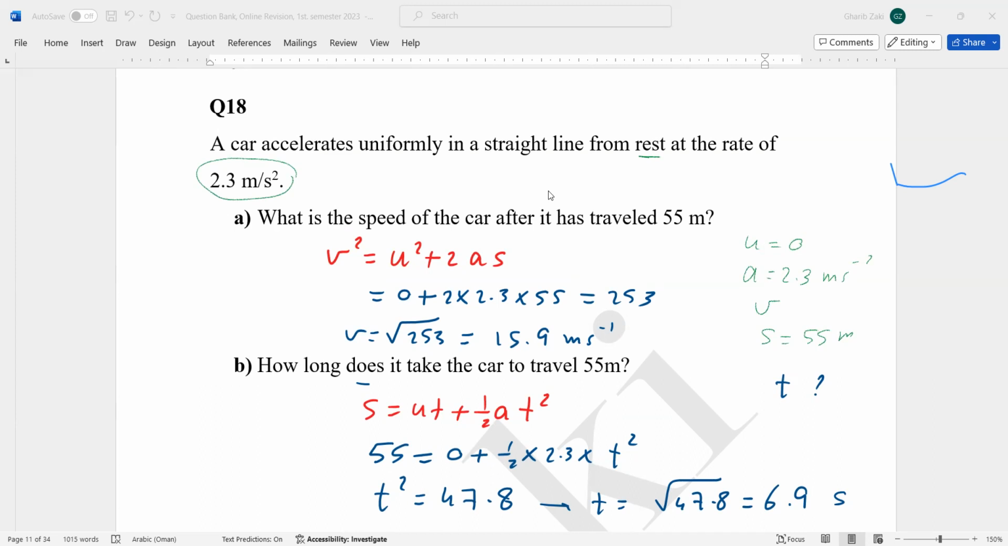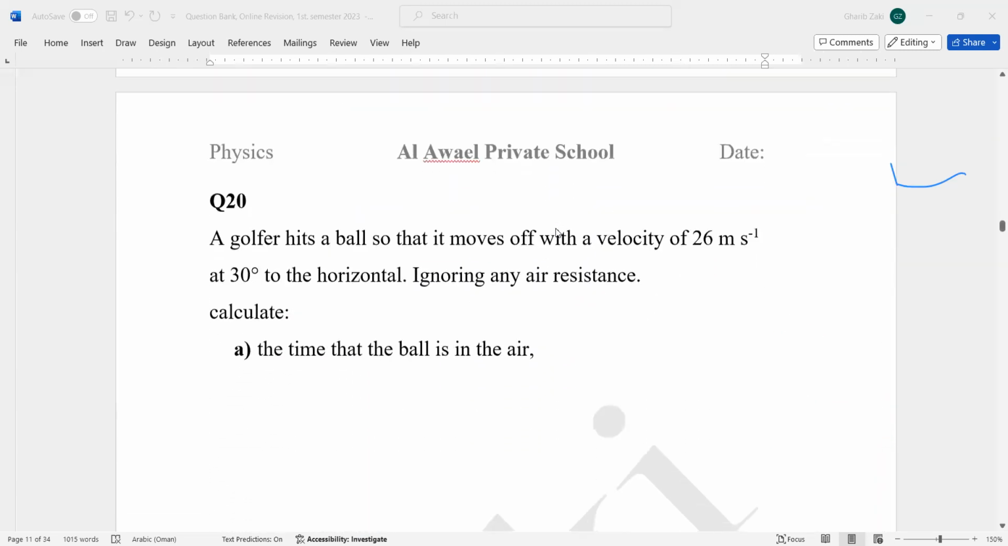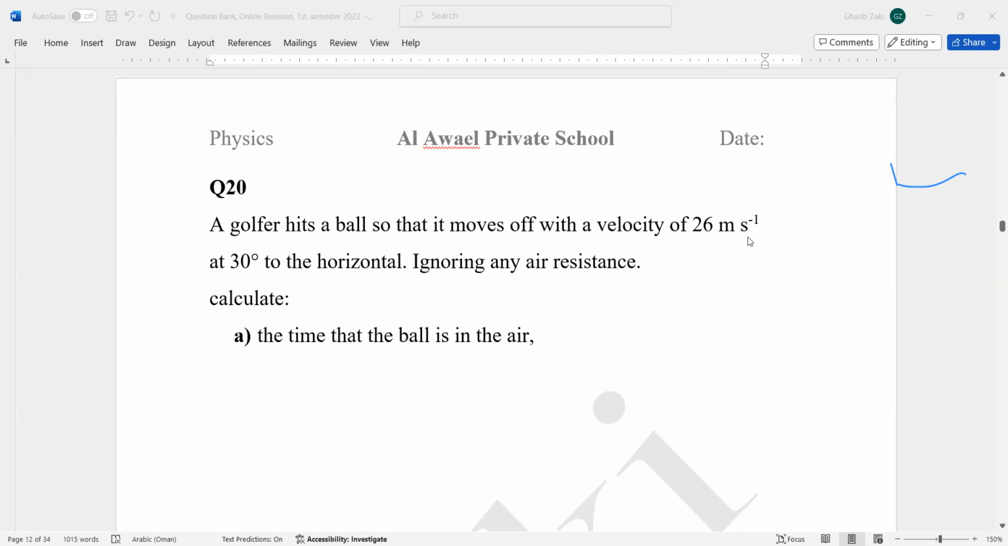Okay. Now, next question. This is about projectile. A golfer hits a ball so that it moves off with velocity. So we have here the initial velocity. The initial velocity equals 26 meters per second at 30 degrees. So the angle is 30 degrees to the horizontal. Then we have this. This is the horizontal. And this is the projectile. So we have here U, and this angle is 30.